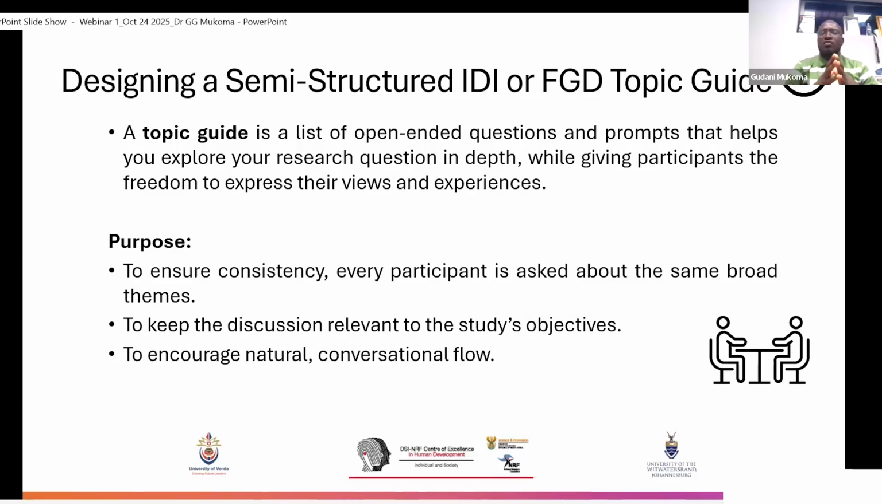So a topic guide is a list of open-ended questions and prompts that helps you explore your research in depth while giving participants the freedom to express their views and experiences. So the purpose of this topic guide is to ensure that you are consistent and that every participant is asked about the same broad themes. It helps keep the discussion relevant to the study's objectives. Remember, the whole point of engaging or doing research is for you to achieve specific objectives. And using this topic guide will help you maintain that relevancy to the objectives.